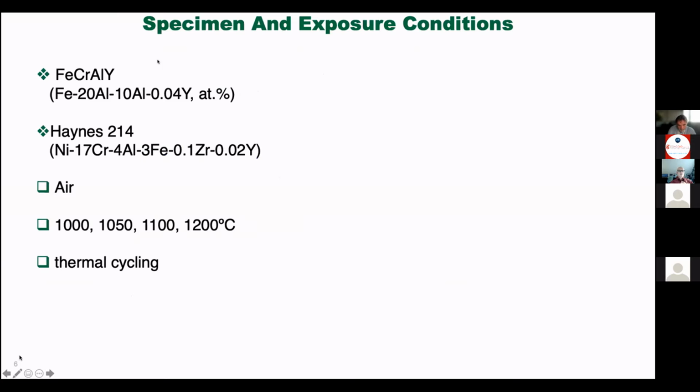And then very quickly, we looked at FeCrAl that was lab made with this composition. I also have some results from a nickel chrome aluminum alloy, commercial alloy 214. We did it in air at the temperatures shown, and we did our form of thermal cycling for some of these, although I'm going to talk about isothermal results to start.